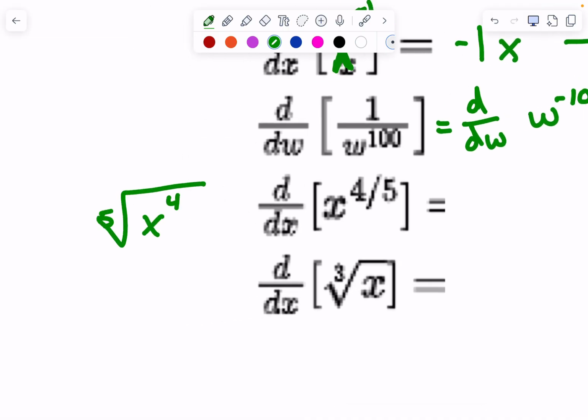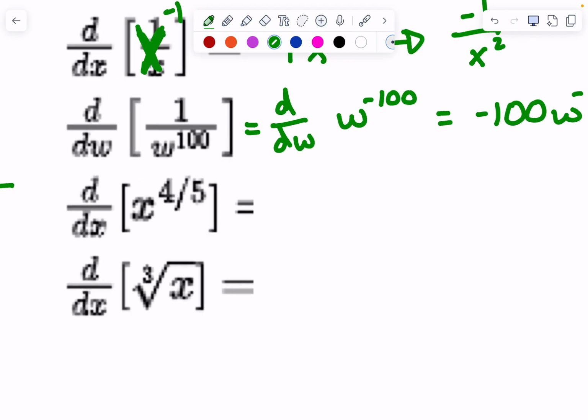That's what the 4/5 power means. Okay, how do I find the derivative of that? 4/5 comes down in front, x to the, if I subtract 1 from 4/5. Four-fifths minus 1 would be 4/5 minus 5/5, right? Which is negative 1/5. Yeah?